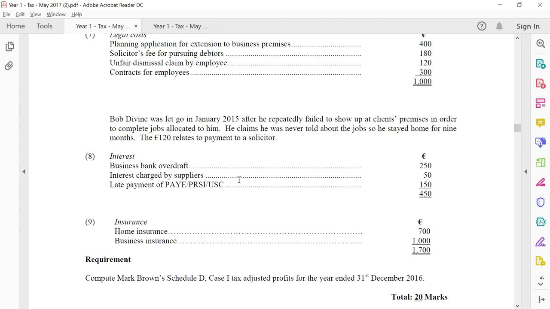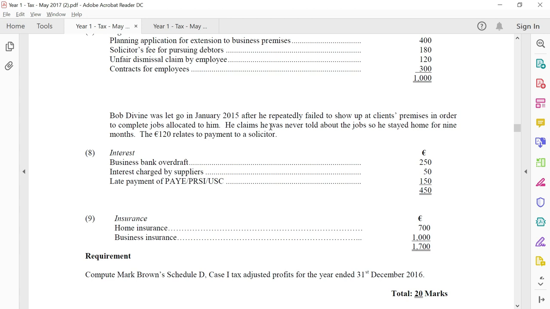Let's give me a little bit of background. Bob Devine was let go in January 15 after he repeatedly failed to show up at clients' premises in order to complete jobs. He claims he was never told about the jobs, so he stayed at home for 9 months. The €120 relates to a payment to a solicitor in relation to the unfair dismissal. I don't care why he's being dismissed. The employee is taking a case against him, so the employer has to defend himself. If they incur legal costs, that is a business expense, fully allowed.